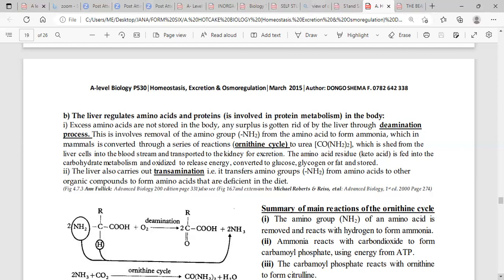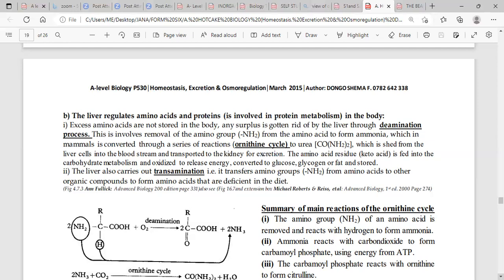Once you have removed an amino group by deamination, then you have the amino acid residue, which is a keto acid, which is fed into the carbohydrate metabolism and oxidized to release energy, converted to glucose, glycogen, or fat, and stored. So the rest of the amino acid joins the carbohydrate metabolism. It is oxidized to release energy. Others that remain are converted into glucose, glycogen, or fat.